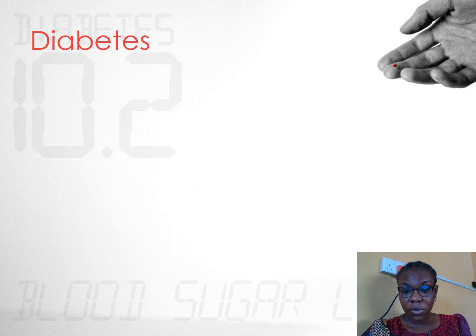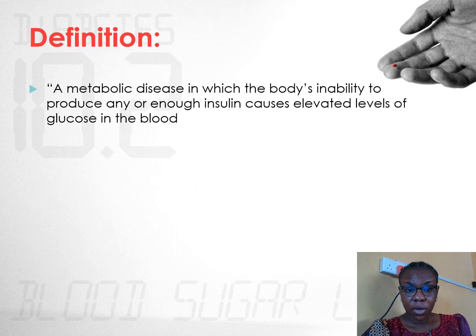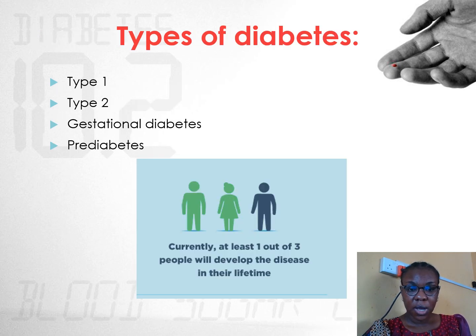So today we'll be discussing diabetes. By way of definition, it's a metabolic disease that has to do with the body's inability to produce enough or produce any insulin. Insulin is needed for the body to be able to absorb glucose. This will ultimately lead to elevated levels of glucose within the blood. And there are different types. There's type 1, I'll come to explain later. There's type 2, there's gestational diabetes mellitus, and there's pre-diabetes.